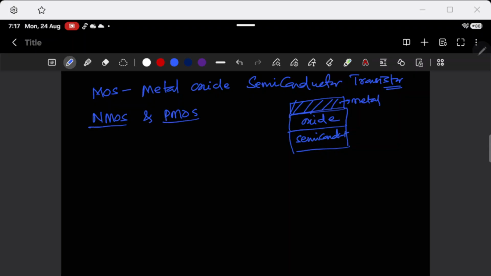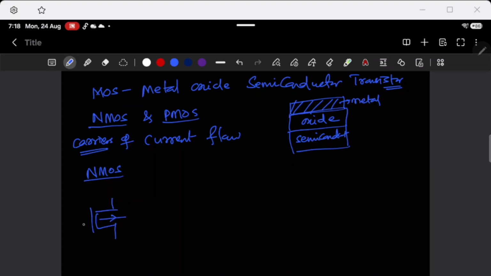NMOS and PMOS are defined based on the carriers of current flow. Let's talk about NMOS first. The symbol of NMOS has four terminals: drain, source, gate, and bulk. You might not have seen the bulk terminal, but bulk is very important because through it we are able to build our transistor.